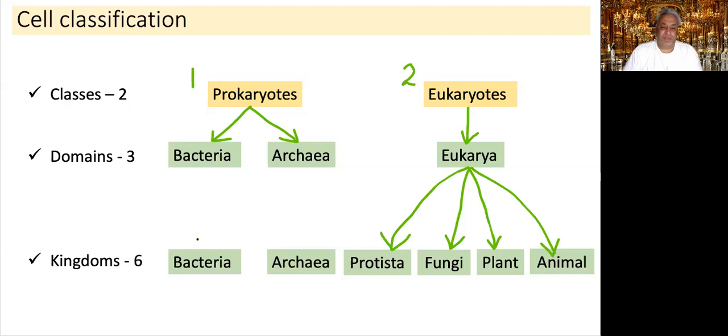The other 2, or the other 1 according to some textbooks, would be the kingdom bacteria, right? But I like to go with the double meaning, so we go for the 6th kingdom definition. So bacteria are bacteria, and archaea are archaea. And that will give us our 6 kingdoms of cells.